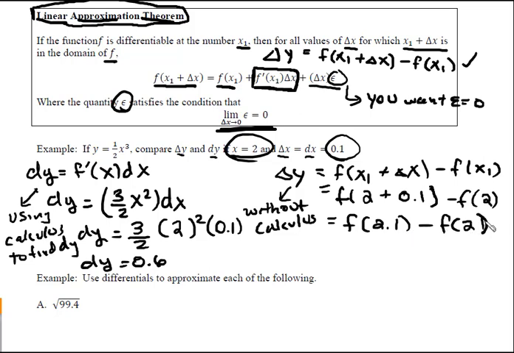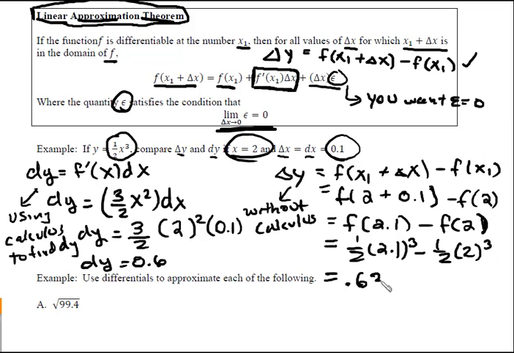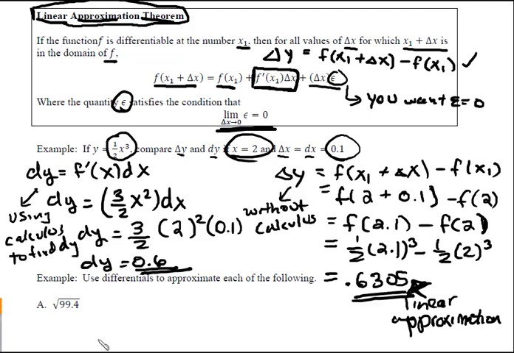So this f is the original function, remember, so that was 1/2 x to the third. So this is 1/2 times 2.1 to the third minus 1/2 times 2 to the third. And this is actually, using your calculator, 0.6305. And that is what we call a linear approximation. So in this case, I hope that you can agree that this linear approximation of 0.6305 was actually really close to this differential of 0.6.